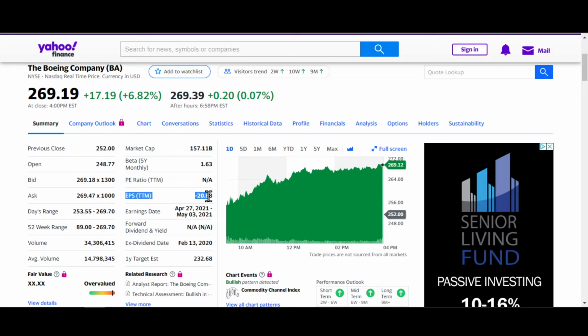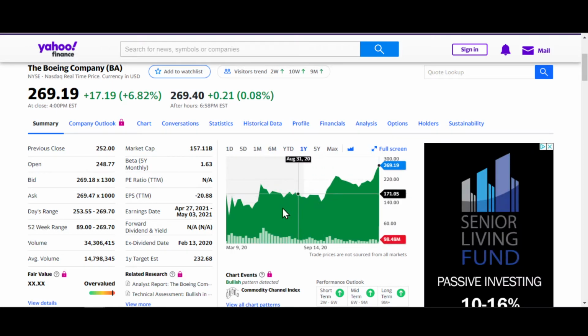Look at their earnings per share. On their trailing 12 months, they're losing $20.88 per share. And that's pretty incredible considering that the share price is at $269.19 right now. And even if you just pull back 1 year on this chart, there was a point where we dipped down to under 100. It's pretty incredible. And then you see also there's no dividend.